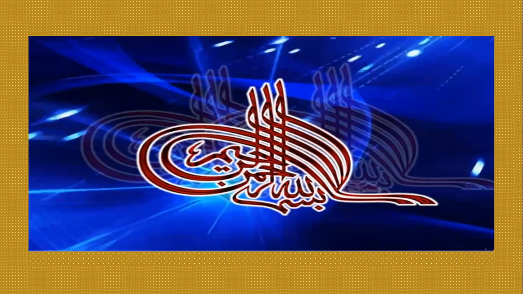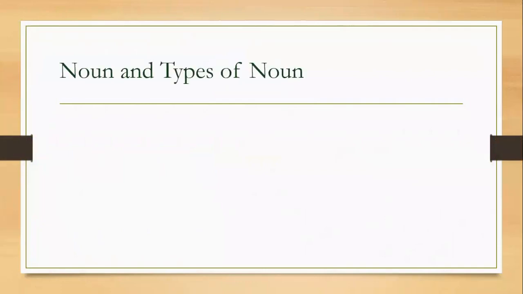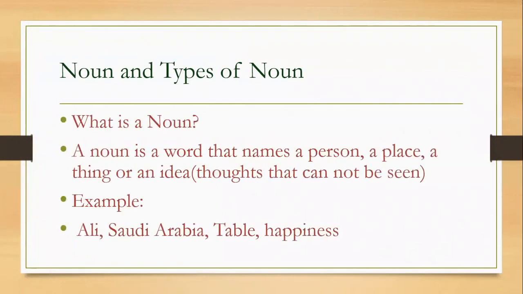Dear students, today we are going to discuss noun and its types. What is a noun? Have a look around yourself. You can find a number of things that you can name. So, what is a noun? A noun is a word that names a person, a place, a thing, or an idea. Idea means thoughts that cannot be seen, we can just feel them.